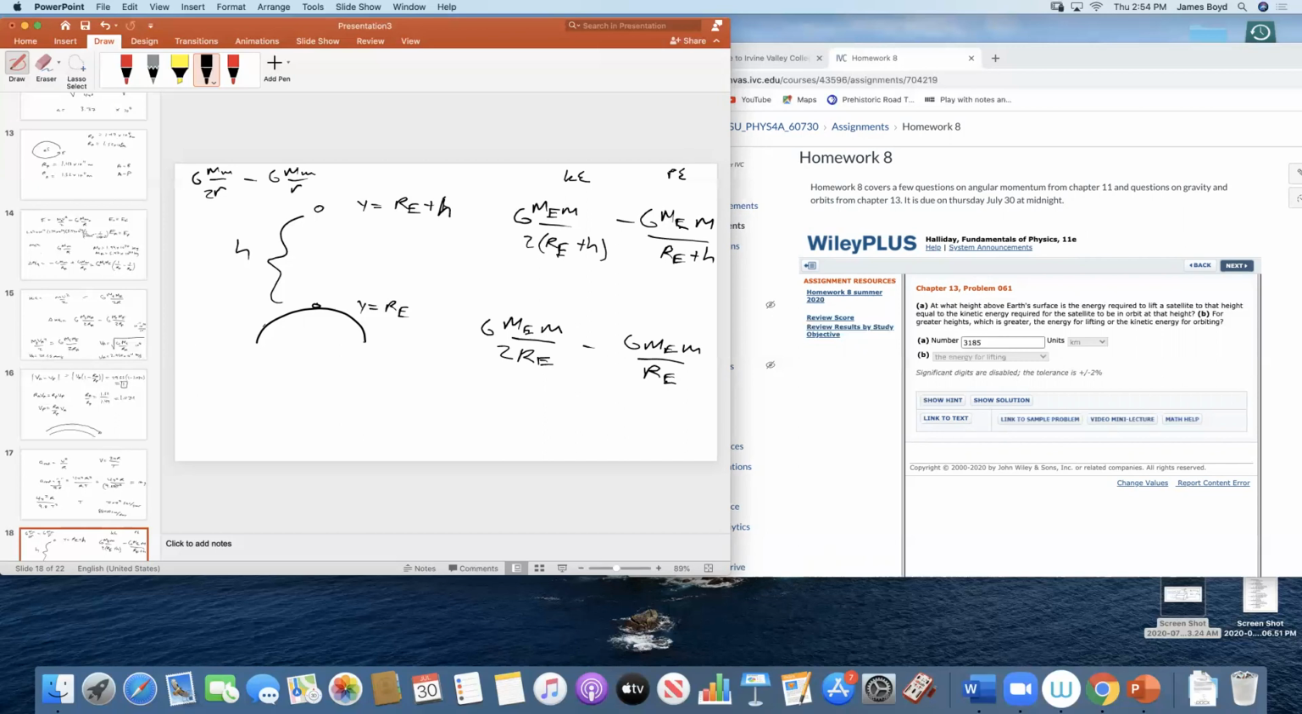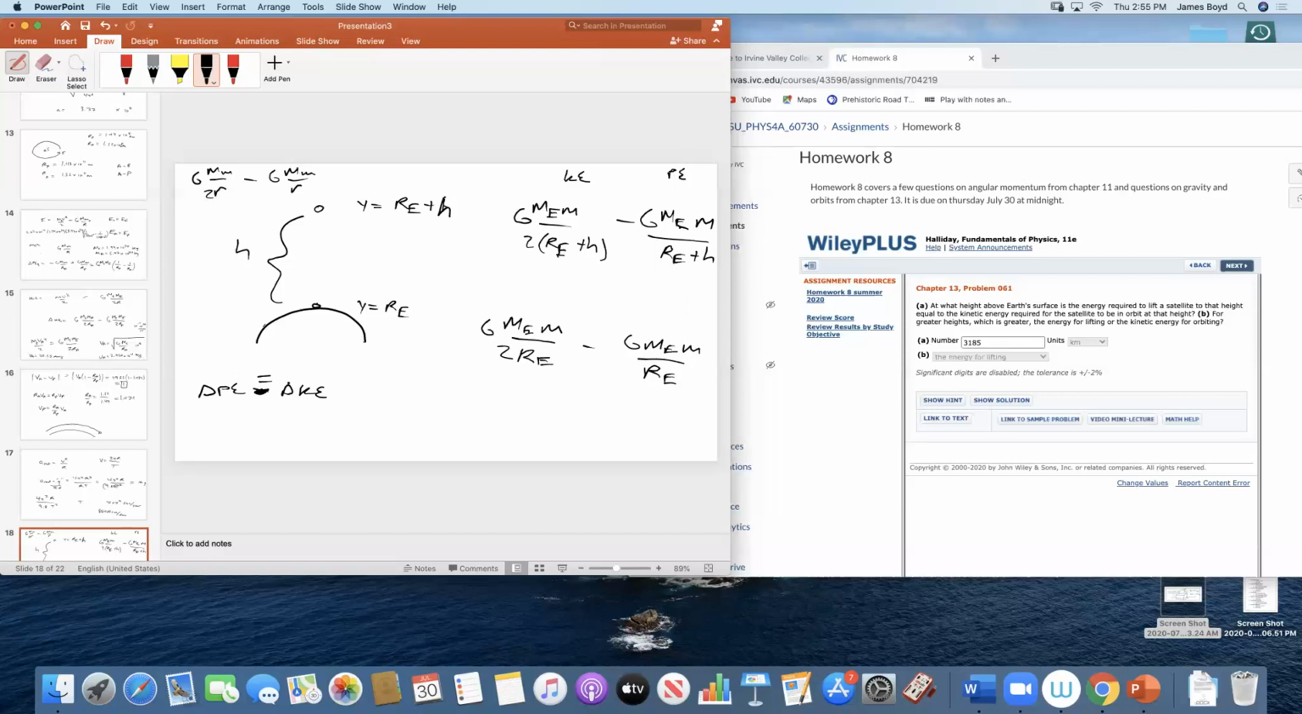Okay, and we should set the energies equal to each other. But there's a small problem here. What they're asking us to do is find the height where the potential energy required to lift it would be equal to the kinetic energy. Really we could try to do it this way, but what they say is they want to know when the change of potential energy is equal to the change in kinetic energy.